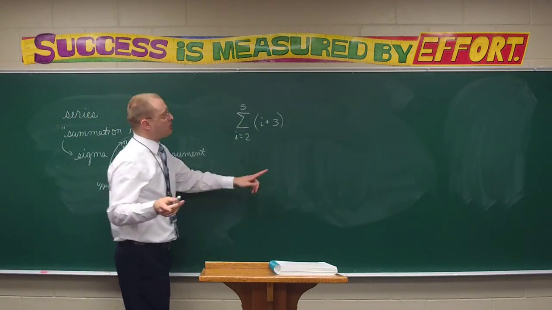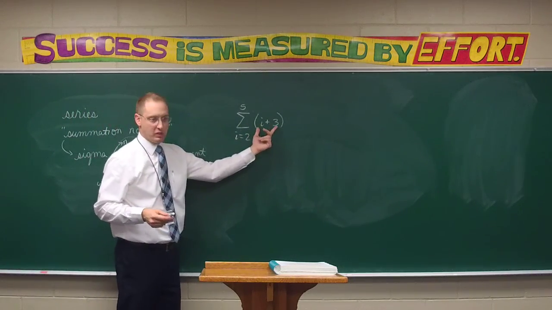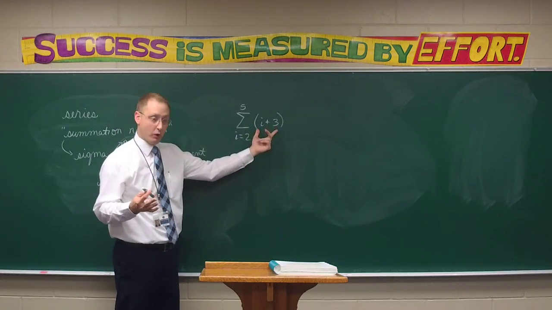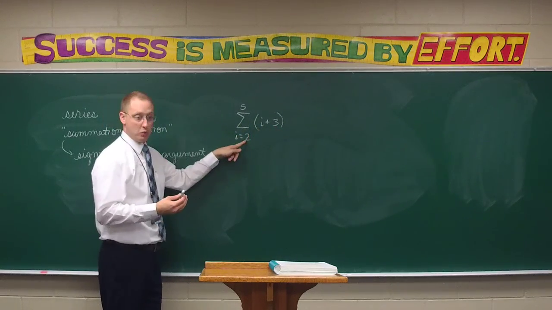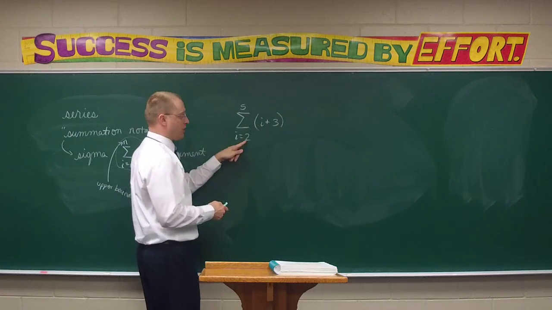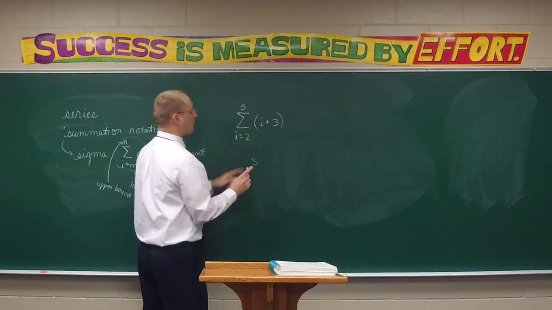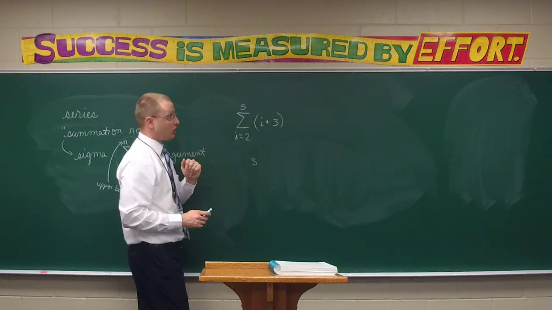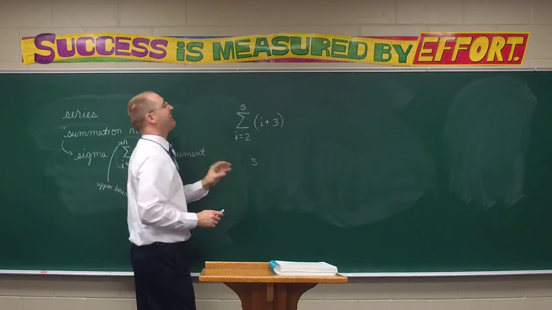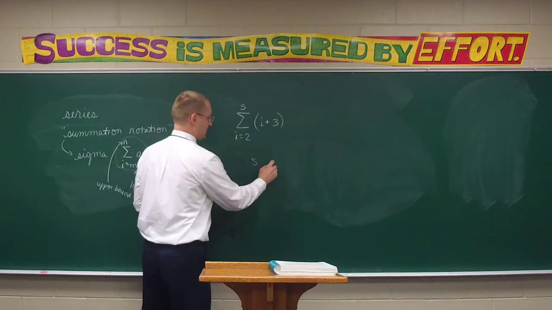All right, what we're going to do is plug in values into this argument, or into this algorithm, starting with 2. So class, we're going to start with 2 plus 3, 5. Then we're going to plug in bigger than 2. That means 3. 3 plus 3, 6.